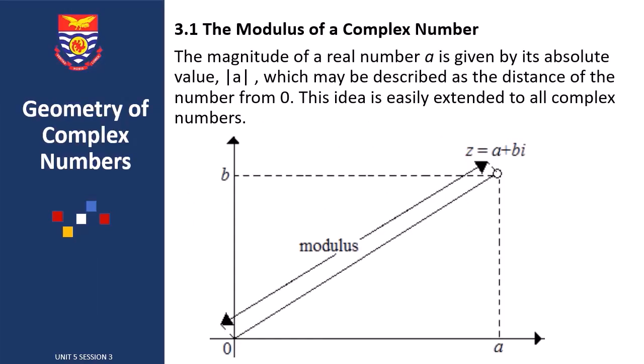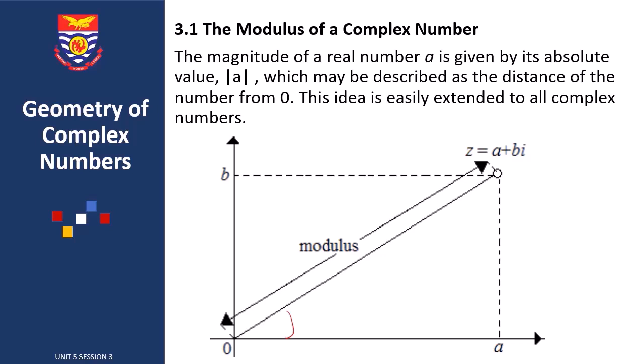The modulus of a complex number. The magnitude of a real number a is given by its absolute value, which may be described as the distance of the number from the origin. This idea easily extends to all complex numbers. As you can see on the diagram, you can find the distance, which is called the modulus, in this plane. We can also find an angle between the positive x-axis and the line segment connecting to z. We call that angle the argument.